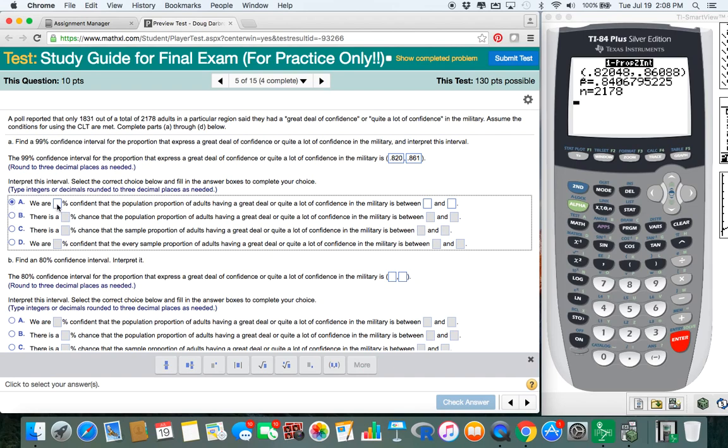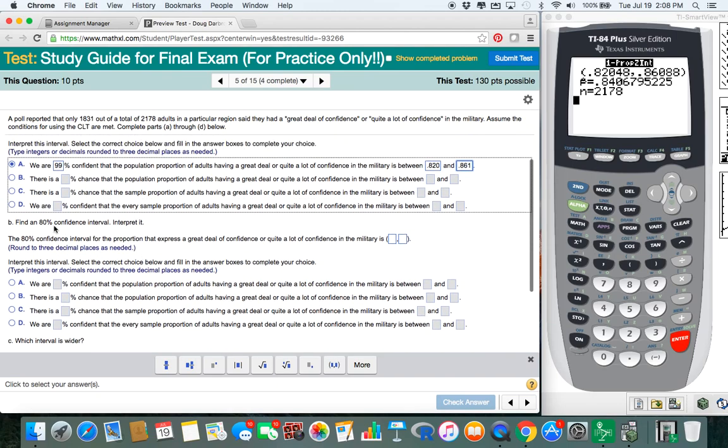talked about this in previous videos, so I'm not going to beat a dead horse here. For reasons I've explained before, our confidence is on what we are estimating. So let me read that again. We are 99% confident that the population proportion of adults having a great deal or quite a lot of confidence in the military, that's a lot of words, is between those two values.